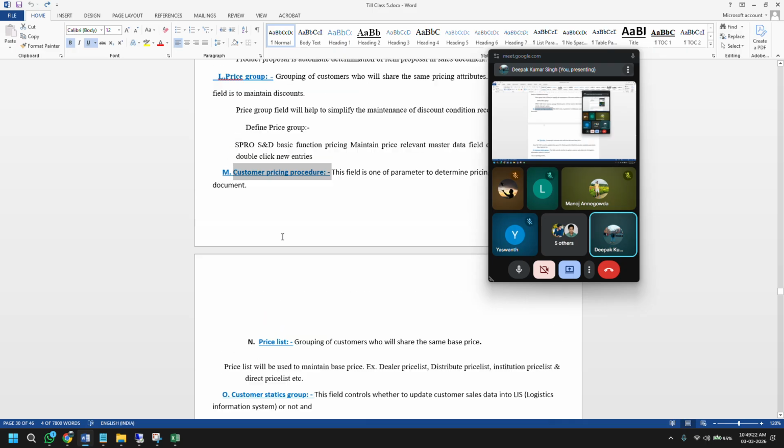You see, though we have this price group, again we have another field called price list. Again we can have grouping of customers who will have the same base price. In one organization, I have seen this price list being used. This also helps in reporting as well. But for definition purposes, you can just remember it's a grouping of customers who will share the same sort of pricing. Okay.